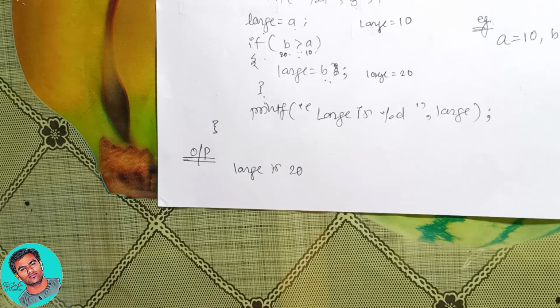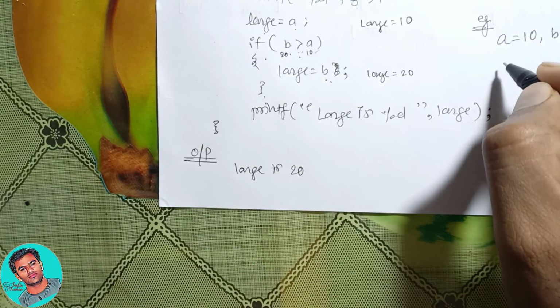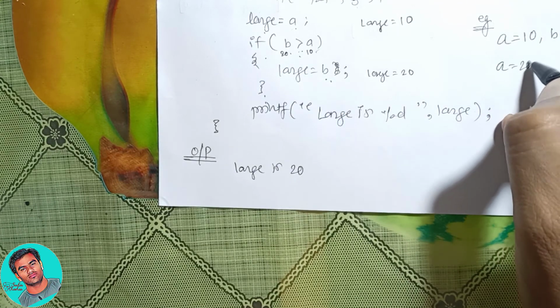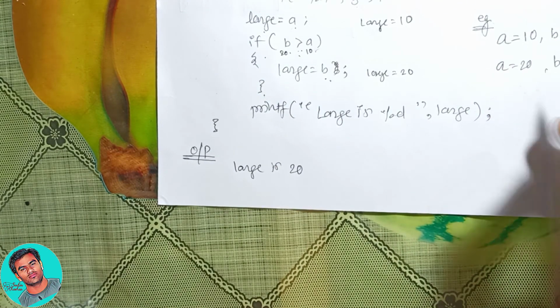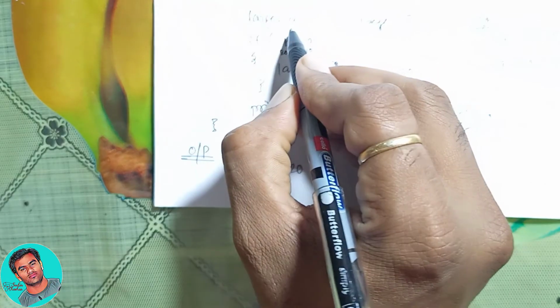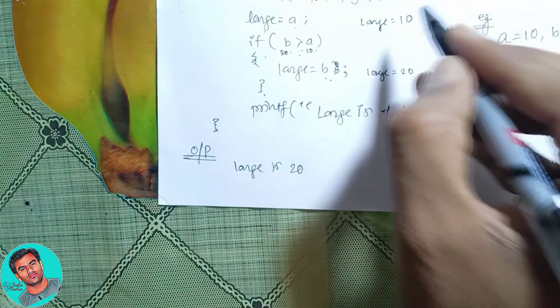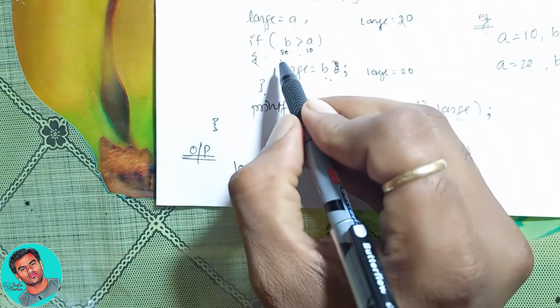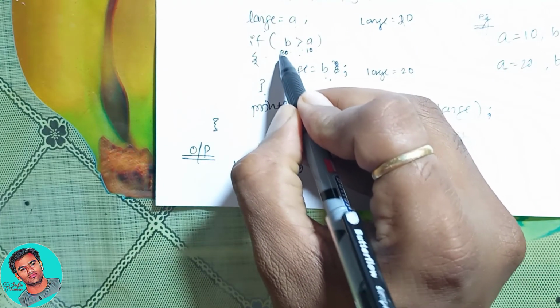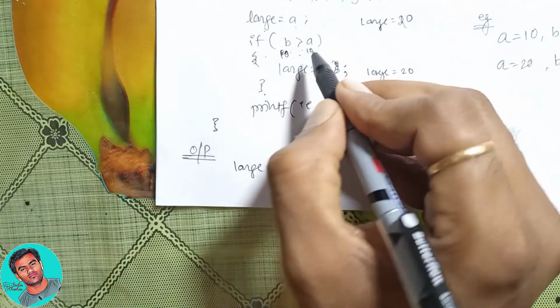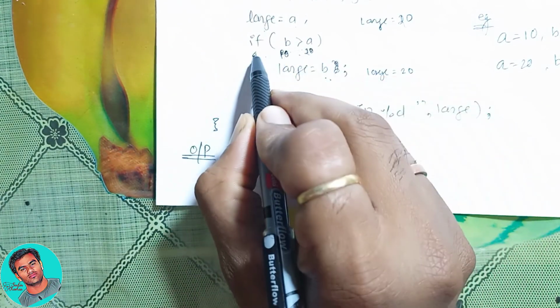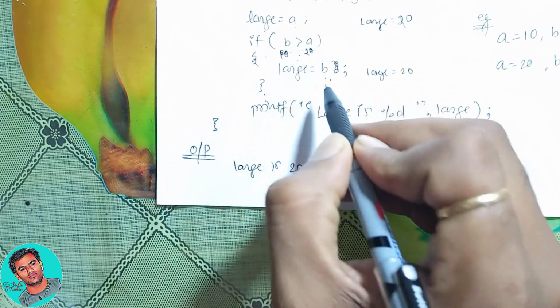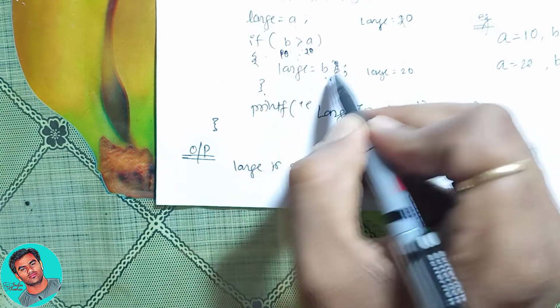Now just reverse it. So in the second example, a becomes 20 and b becomes 10. So what will be the value of large here? That is 20, as a is allocated to large. Then what happens here, the condition gets reversed, the value of b is 10 and the value of a is 20. Is this condition true? No, so this code will not be executed.